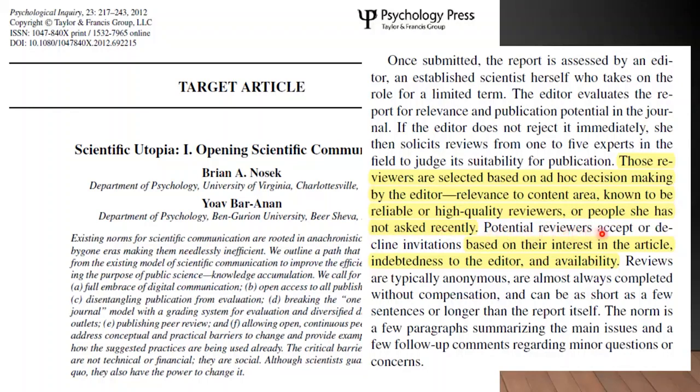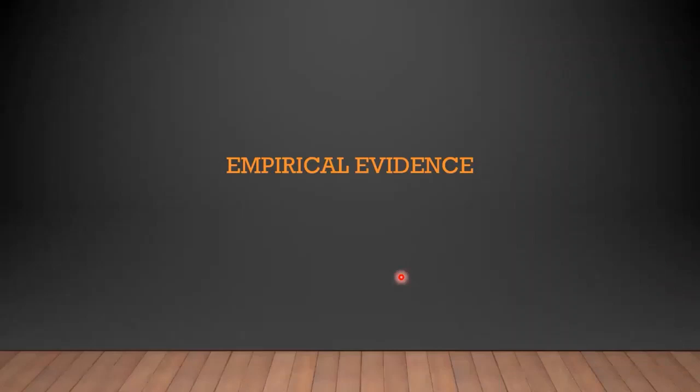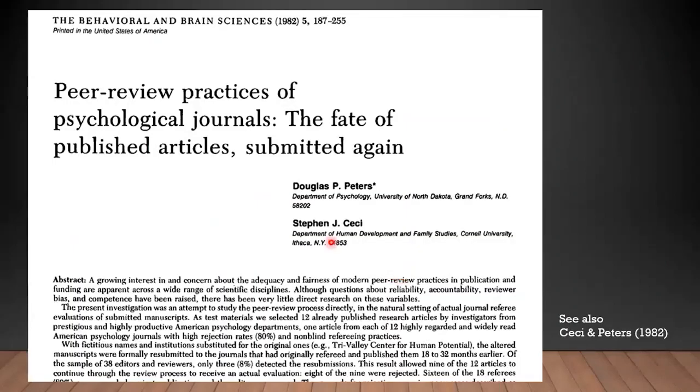Potential reviewers accept or decline invitations based on their interest in the article, indebtedness to the editor, and availability. Even indebtedness is involved in the process. And we call this a systematic process. There are problems here. Okay, let's look at the empirical evidence. I will start with this paper, then we will see other things.